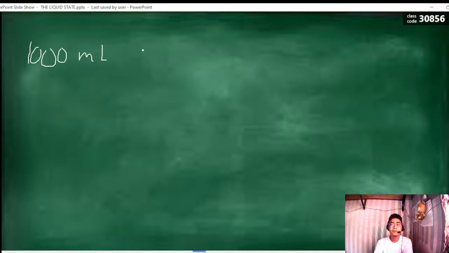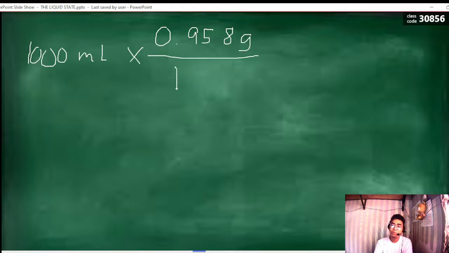So 1,000 milliliters times, to cancel the unit of milliliters, you need to input the density, 0.958 grams over 1 milliliter. Just cancel out the unit of milliliters.